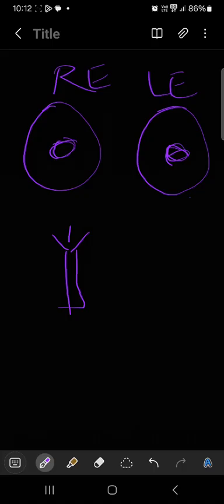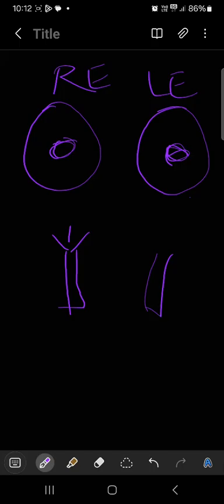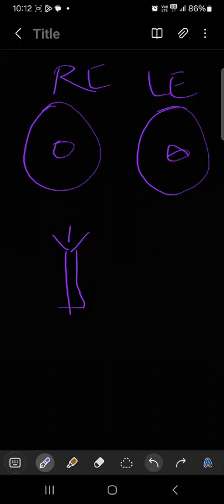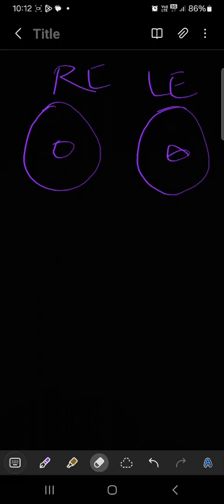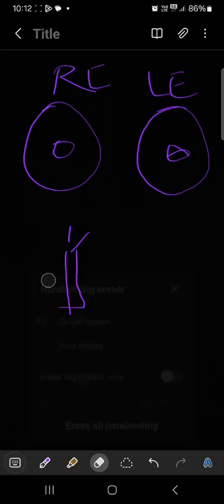And now how to do RAPD? Take the torchlight from here. Okay. For RAPD, how to do RAPD? Now you have seen that both the eyes have direct reflex. Okay. Now you observe one eye.